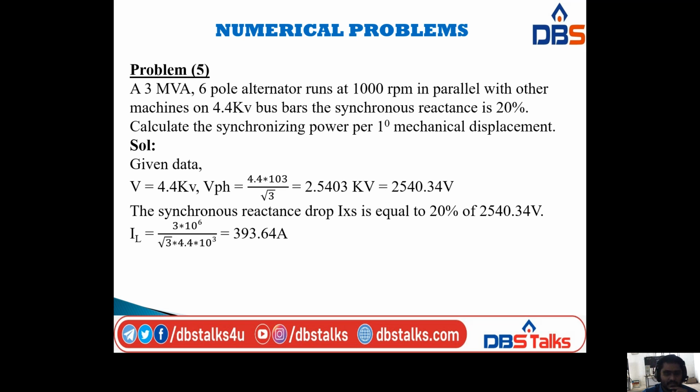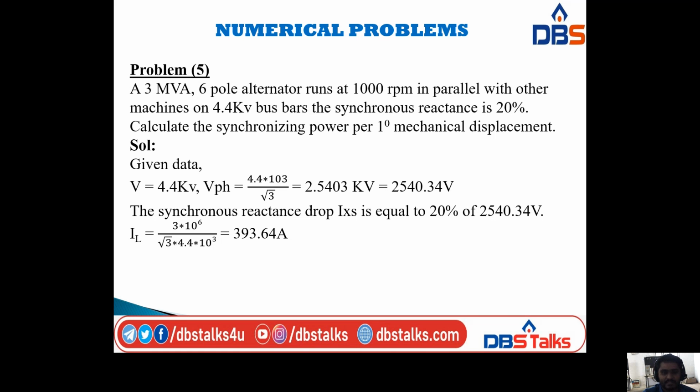Coming to the next problem: a 3 MVA 6-pole alternator runs at 1000 rpm in parallel with other machines on 4.44 kV bus bars. The synchronous reactance is 20%, and we have to calculate the synchronizing power per 1 degree mechanical displacement. So by using the data, we have to calculate this. Firstly we have to note down the given data from the problem.